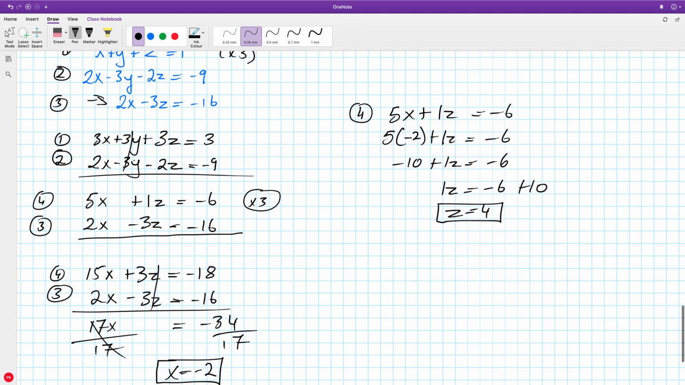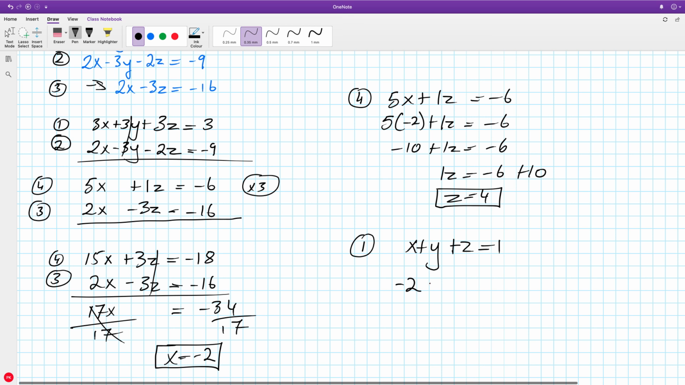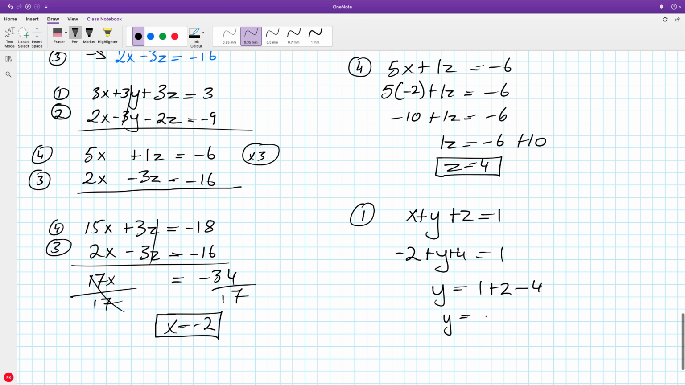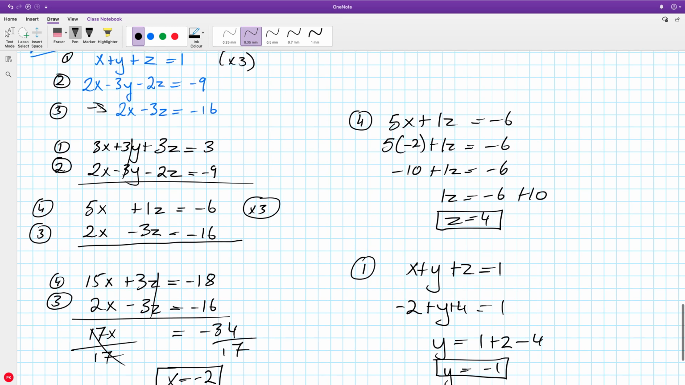Sub that back into your top one, which was 1. x plus y plus z is equal to 1. x we know is minus 2. y we don't know. z is 4, is equal to 1. y is equal to 1 plus 2 minus 4. y is equal to minus 1. Let me check them. Minus 2, minus 1 and 4. Minus 2 minus 1 is minus 3. Minus 3 plus 4 does give us 1. Full marks. Go back up and check your answer.